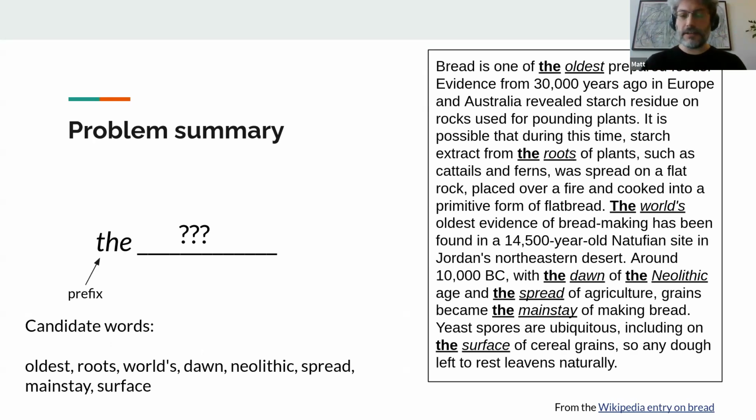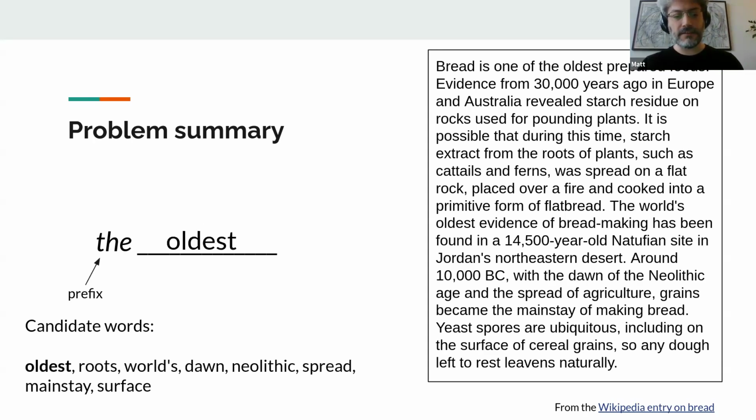Well, now we can just examine the document and find candidate words. So, "bread is one of the oldest," "the roots of plants," "the world's oldest evidence," and so on and so on: "the dawn," "the Neolithic," "the spread," "the mainstay," "the surface." Those are all the situations where the word "the" comes up. So what I've done down here is collect candidate words that follow the word "the" in the corpus: oldest, roots, world's, dawn, Neolithic, spread, mainstay, and surface. We will pick one at random, in this case "oldest." So we'll say that the word that comes after the prefix is "oldest."